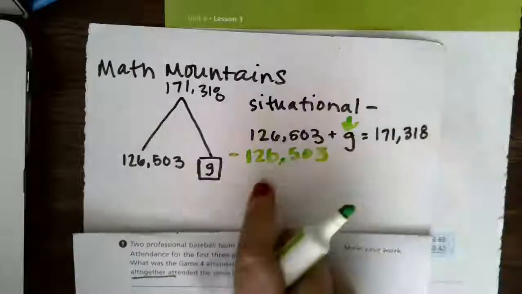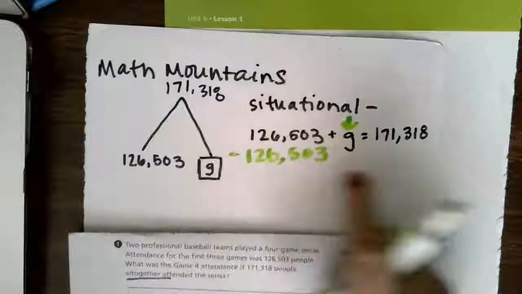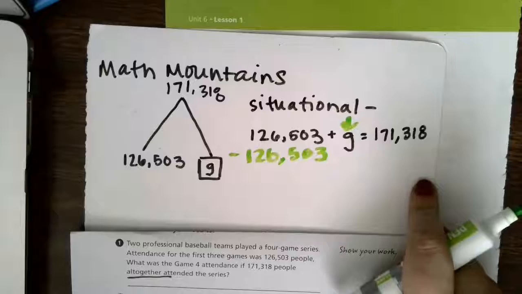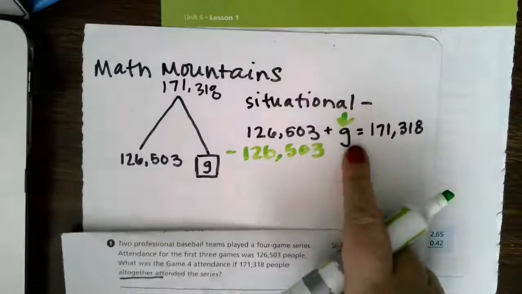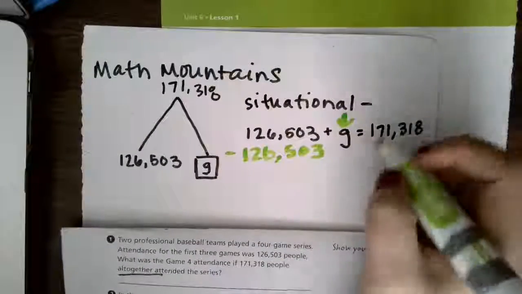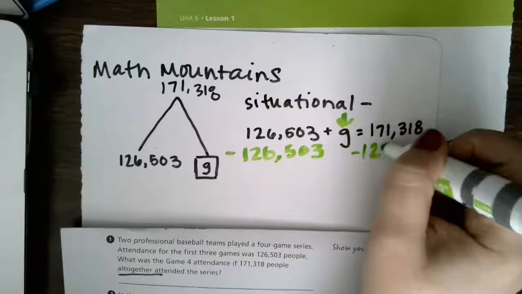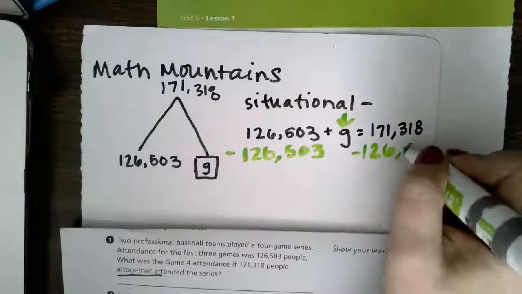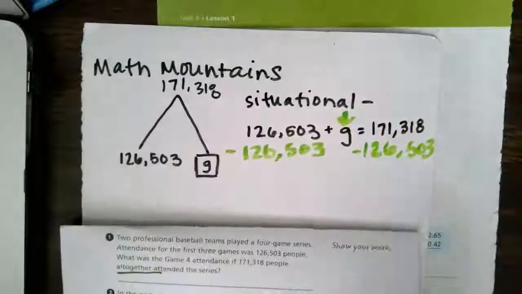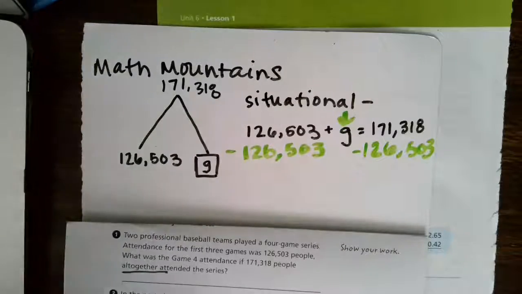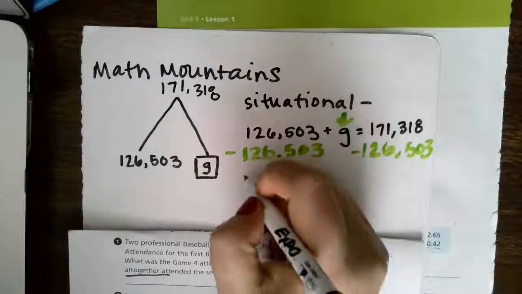But anything I do on one side of an equation, I always have to do on the opposite side of an equation. I have to do this because I need to make sure that both sides are equal. So I'll go ahead and now subtract 126,503 from this side as well. This will actually give us what's called a solution equation.